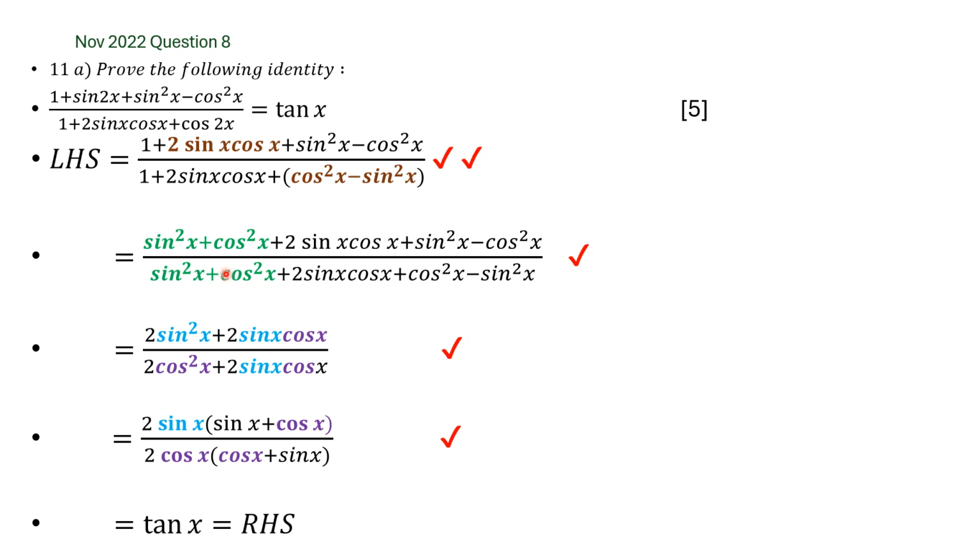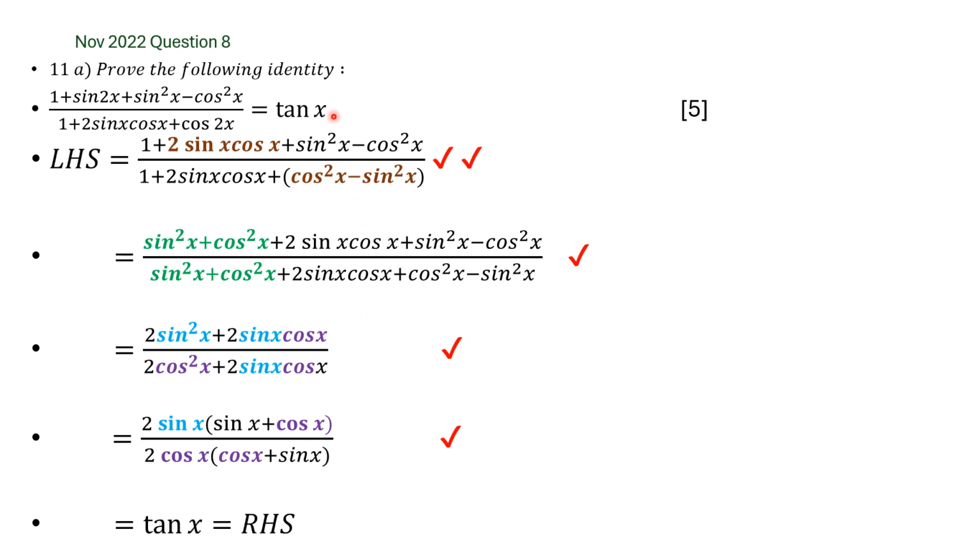Right, so now we have sine squared plus cos squared plus sine squared minus cos squared. So sine squared plus sine squared becomes 2 sine squared x. Cos squared minus cos squared cancel, and I'm left with 2 sine x cos x. The bottom, sine squared minus sine squared cancels. Cos squared x plus cos squared x gives me 2 cos squared x plus 2 sine x cos x.